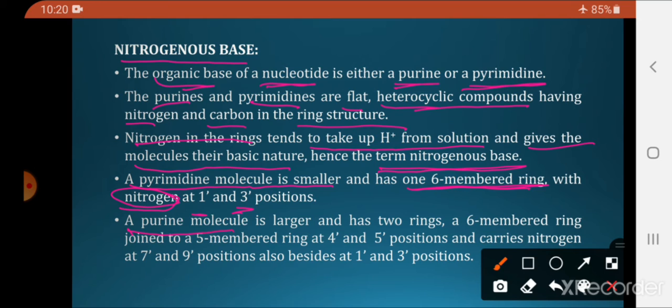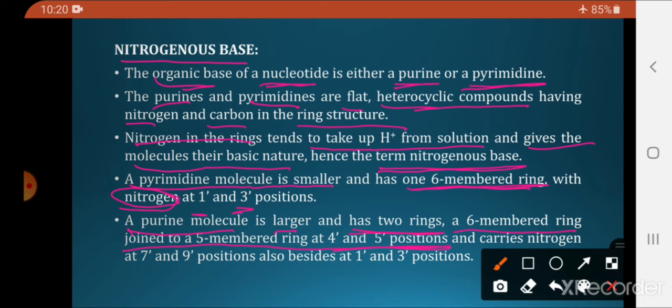A purine molecule is larger and it has 2 rings. Very important, the difference between purine and pyrimidine. Pyrimidine में हमने देखा कि there is only one 6-membered ring, whereas a purine molecule is a larger molecule and it has how many rings? It has 2 rings. One is a 6-membered ring which is joined to a 5-membered ring at 4 and 5 position.